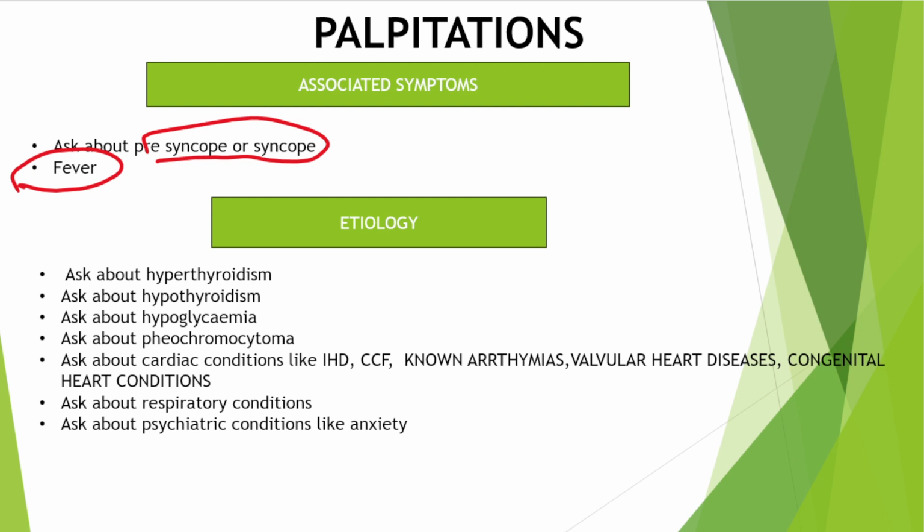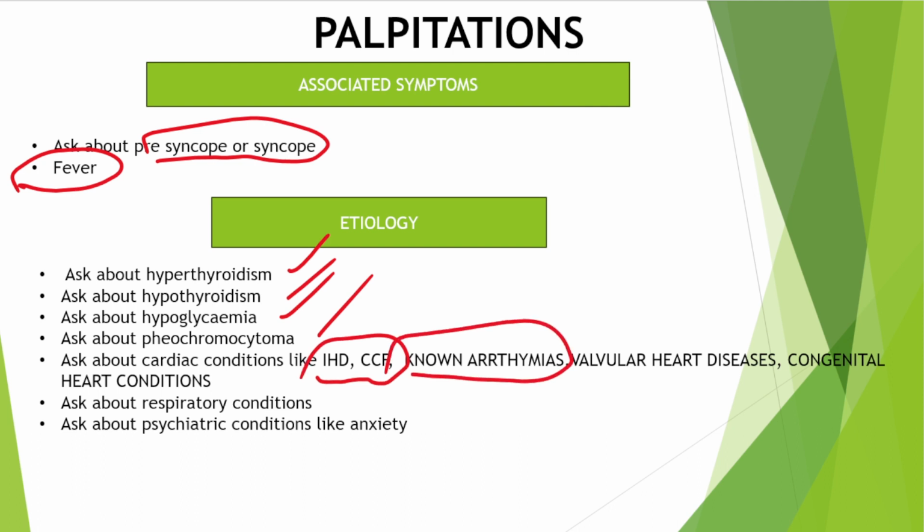So we'll start with endocrine problems. We'll ask about symptoms of hyperthyroidism, hypothyroidism, and hypoglycemia, which can present with palpitation. Then we'll ask about symptoms regarding pheochromocytoma, because pheochromocytoma can present with palpitation. Then we will ask about cardiac conditions which can lead to palpitation. These include ischemic heart disease, congestive cardiac failure, and arrhythmias. Valvular heart diseases like mitral stenosis most likely lead to atrial fibrillation, and that can present as palpitation.